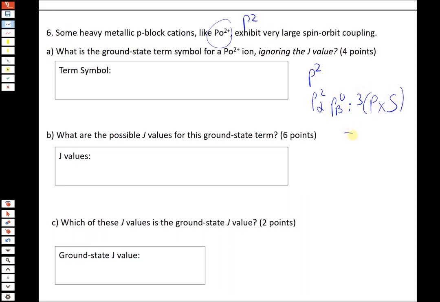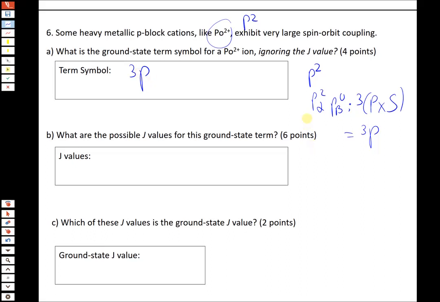P times S is just P, remember, multiplying by the S partial term does nothing, so that's going to be a triplet P. So triplet P would be the ground state term symbol. There are other term symbols for the singlet states, but we only asked for the ground state here, so you only need to consider the high spin terms. We want to know what the possible J values are for this term symbol.